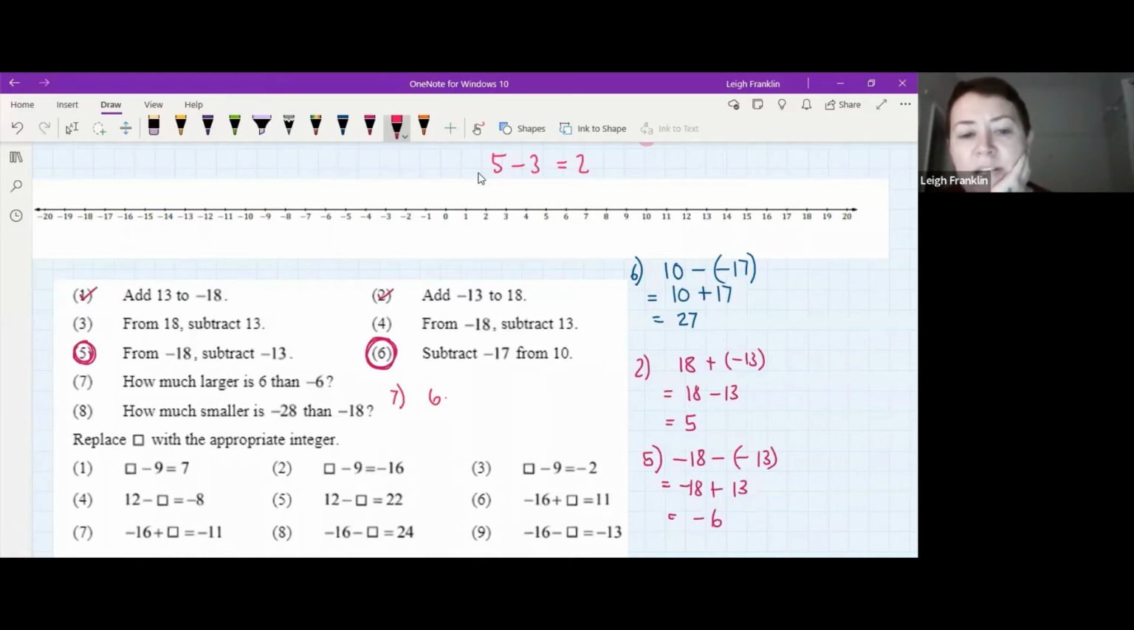It means we need to start at 6 and we need to subtract the other number, so in this case, -6. How much larger is 6 than -6? It's going to be 6 plus 6, which means it is 12. So if we work out the difference between 6 and -6, here's 6, there's -6. How many spaces are between them? 1, 2, 3, 4, 5, 6, 7, 8, 9, 10, 11, 12.